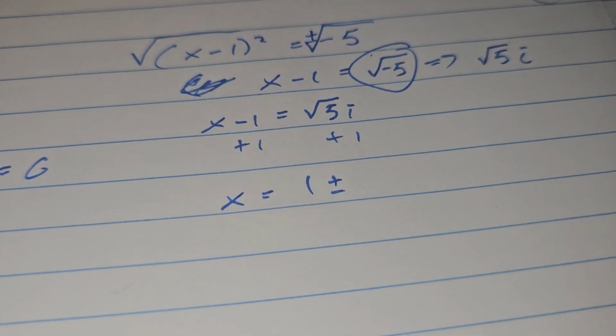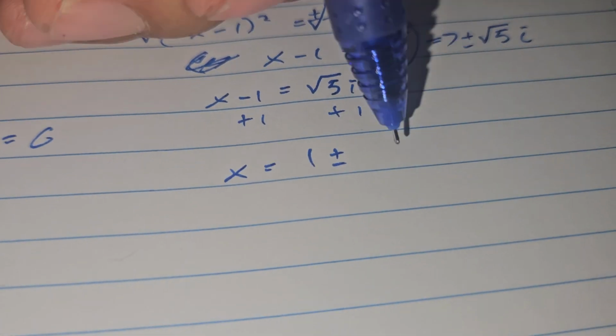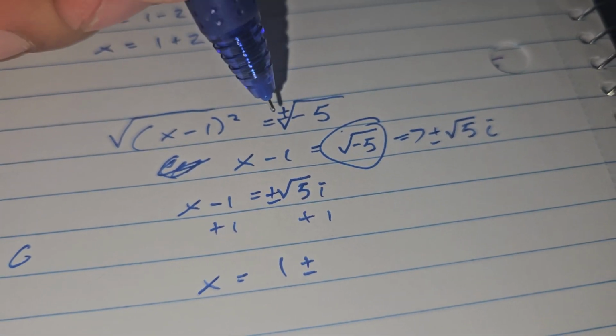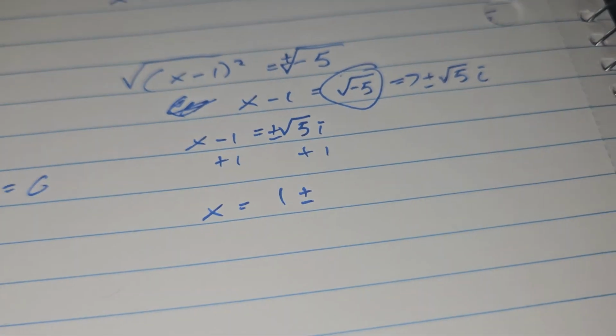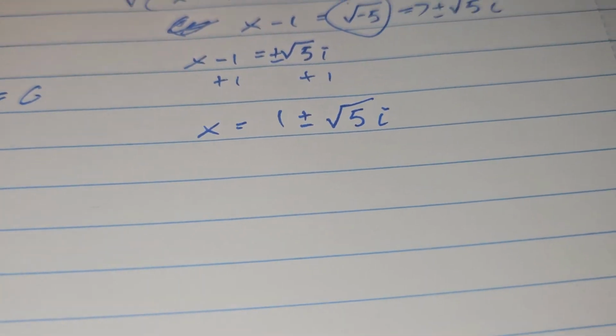Sorry, I'm supposed to put the plus or minus when we take the root. Okay, so yeah, plus or minus. Just pretend I put the plus or minus. I forgot that, but that's how it is. Just put the plus or minus. So x plus or minus root 5i.